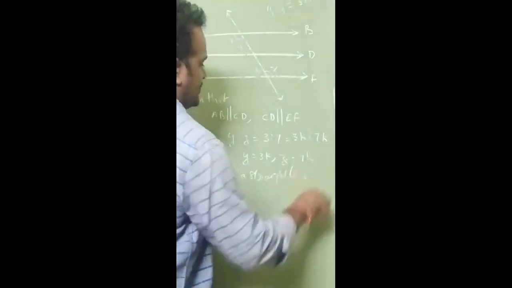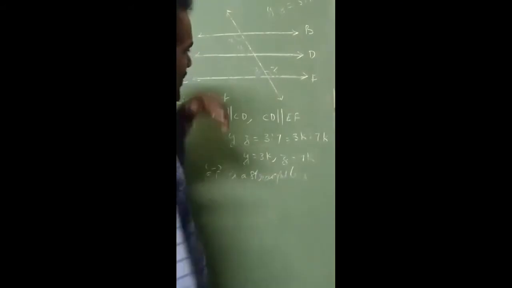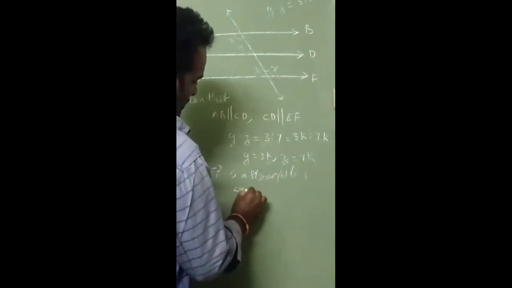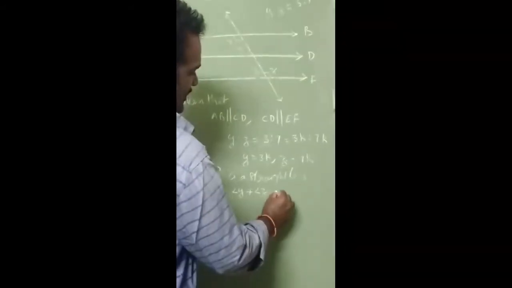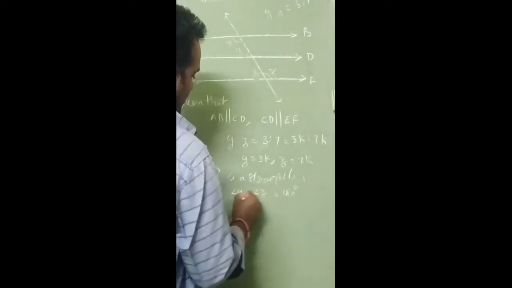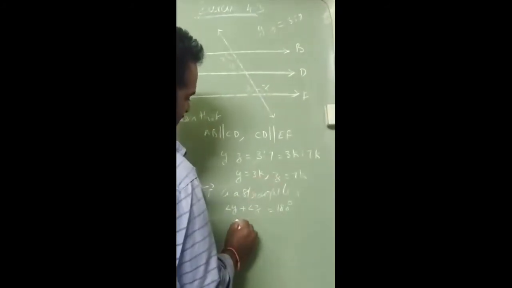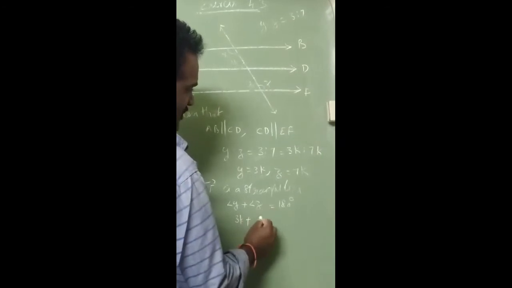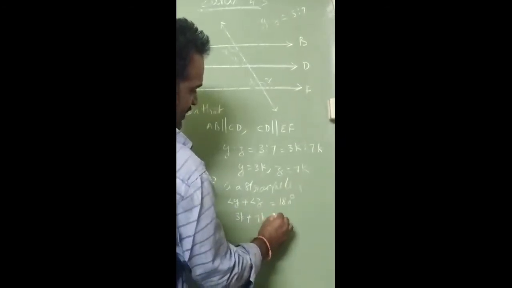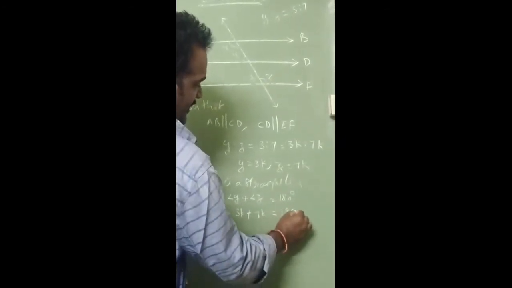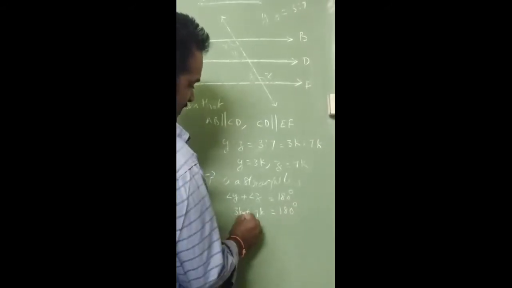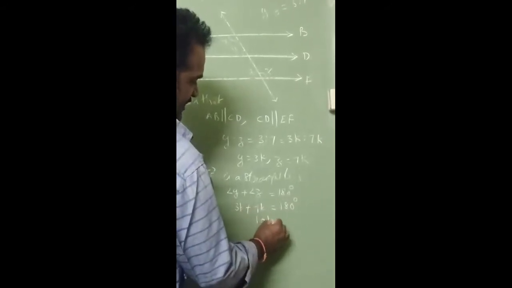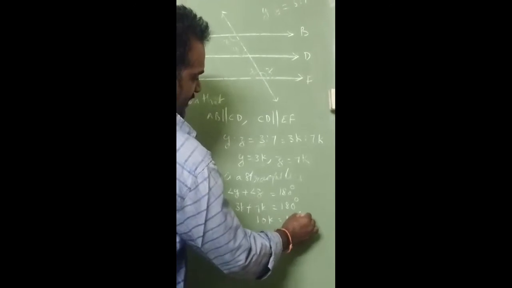F is a straight line. Straight line angle is equal to 180 degrees. Angle y plus angle z is equal to 180 degrees. Angle y is equal to 3k, and angle z is equal to 7k. So 3k plus 7k is equal to 10k.